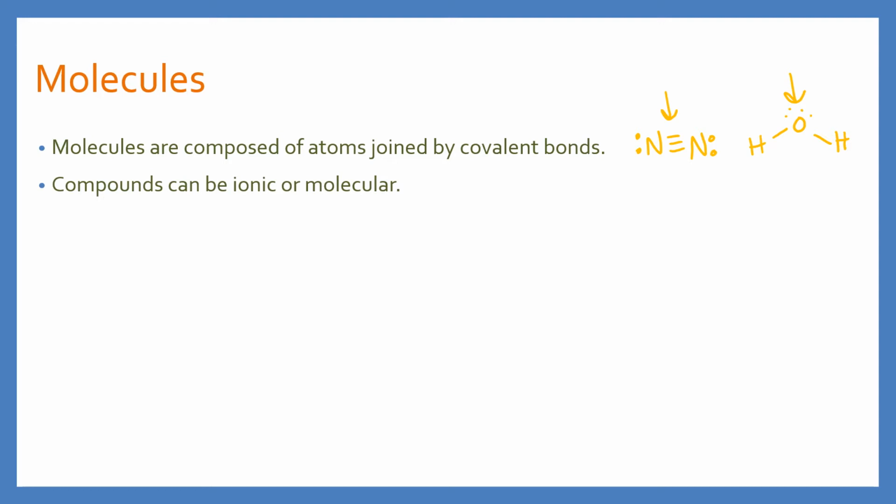Compounds can be ionic or they can be molecular. So something like sodium chloride can be considered a compound, but it is not molecular because there are no covalent bonds present. And again, compounds can also be molecular, such as water. You can also have compounds that are both molecular and ionic.